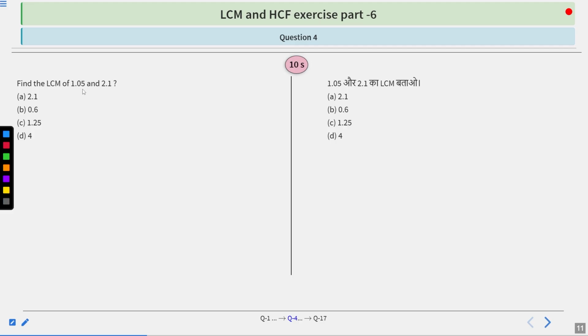Find the LCM of 1.05 and 2.1. And options are 2.1, 0.6, 1.25 or 4. These are the options.